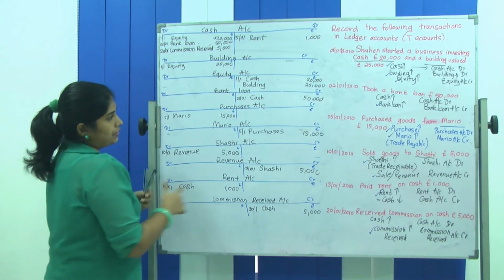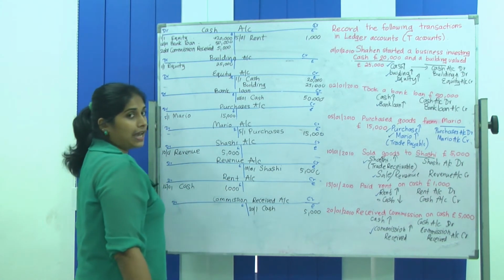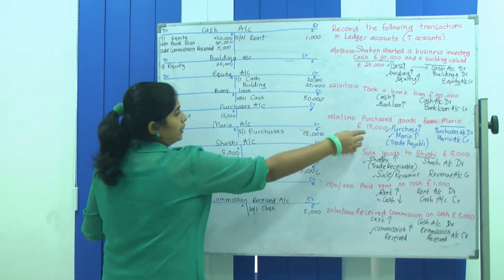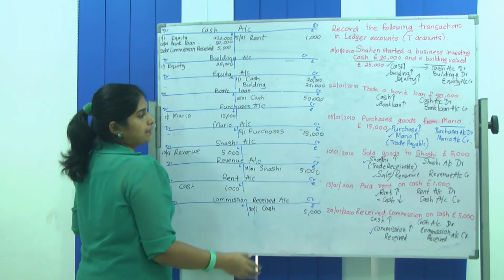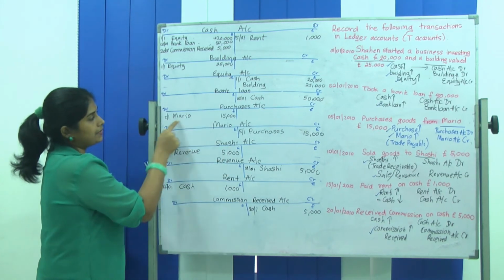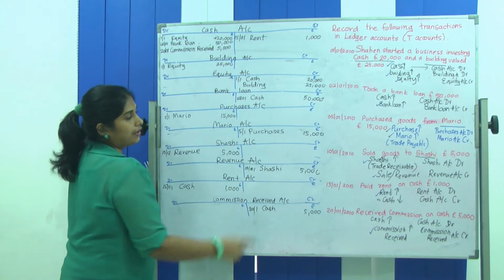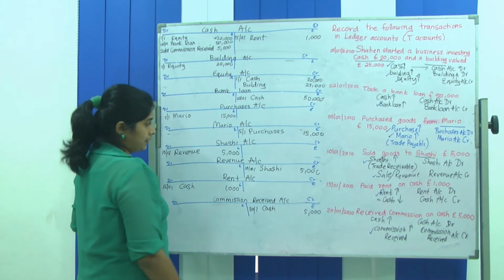Then he purchased goods from Mario. Mario is a person's name, so we have to assume that he has purchased on credit. So purchases increases, it's an expense, and Mario becomes a trade payable, which is a liability. So the purchases account was debited 15,000 as Mario. Mario's account was credited 15,000 as purchases.